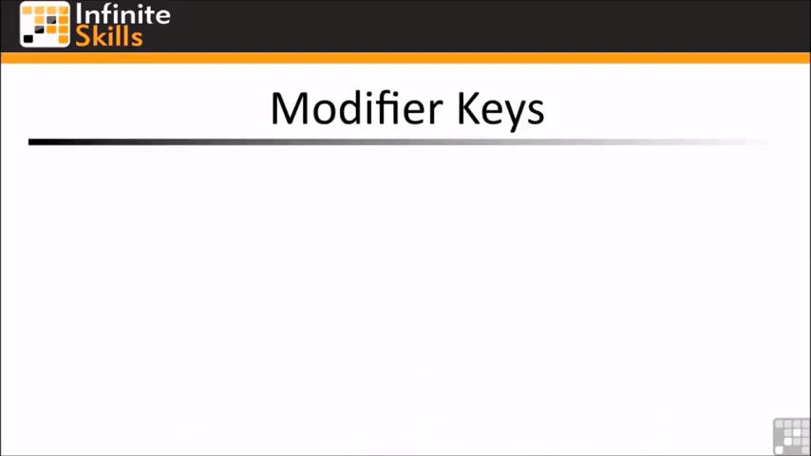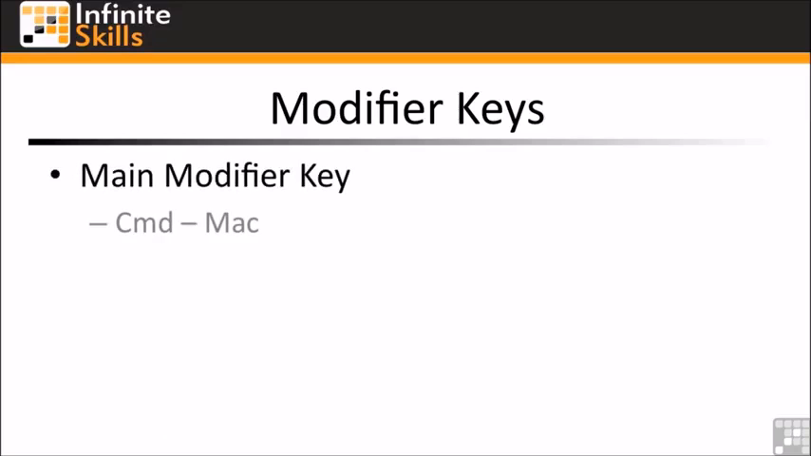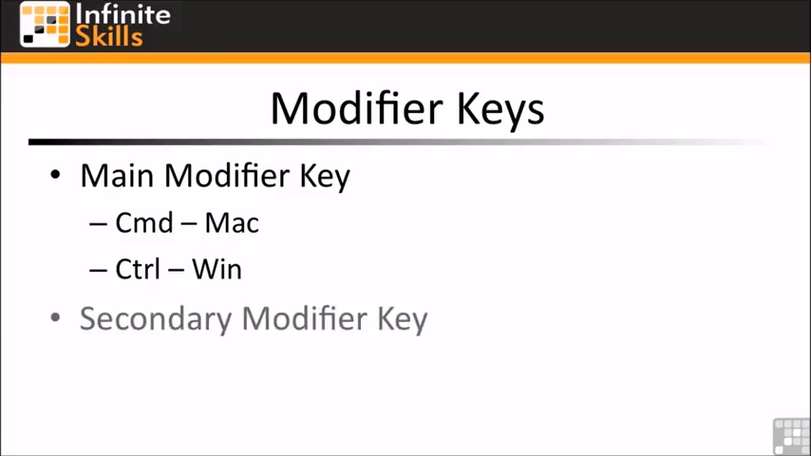Modifier keys. Number one, the main modifier key on a Macintosh is the Command key. But on a Windows, it's called Control. It's the same key. It's just a different name. The secondary modifier key is the Option key on a Mac. I call that the Make Better key. Or it's the Alt key in Windows. Again, same key. No difference whatsoever, just different names.